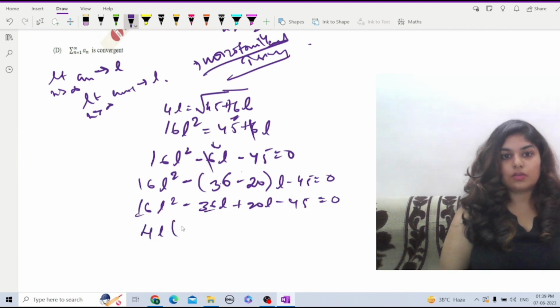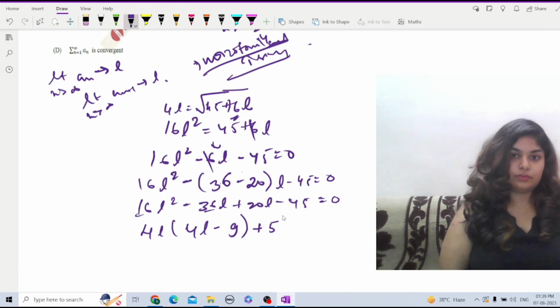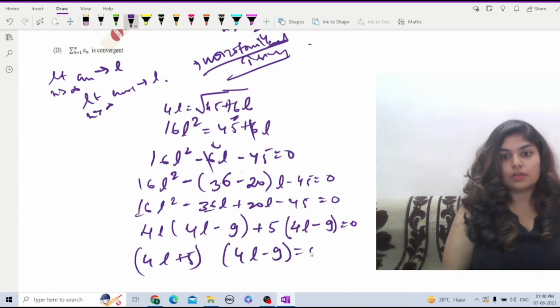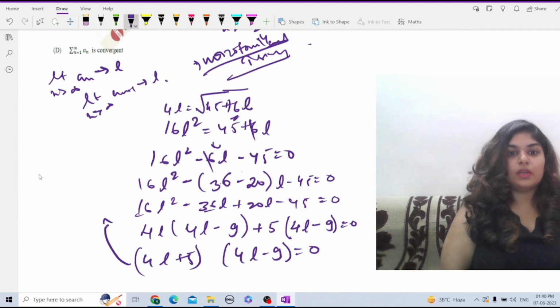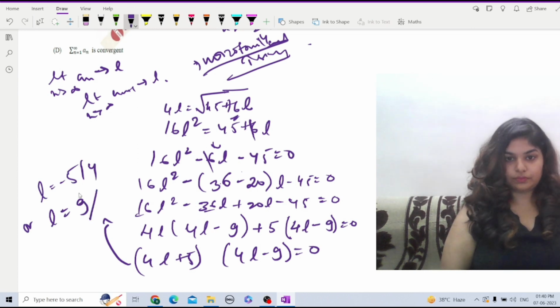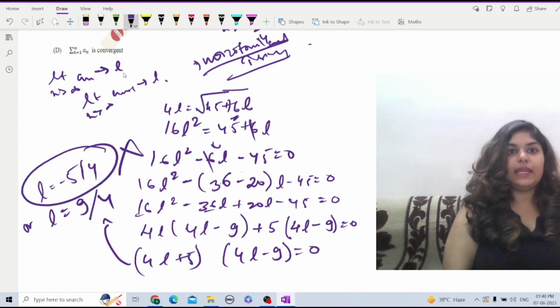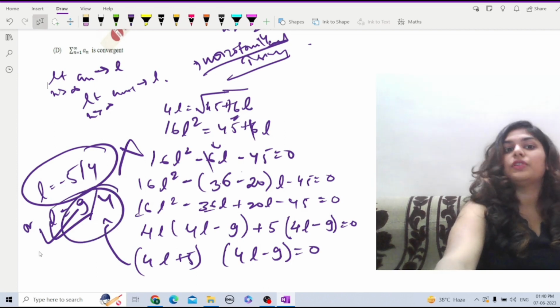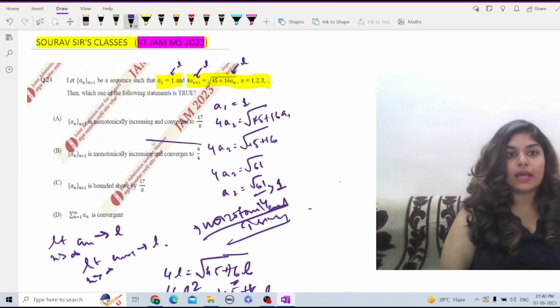Now if we take 4L as common, we get 4L minus 9, plus, again if we take 5 common here, we get 4L minus 9. So 4L plus 5 and 4L minus 9 is equal to 0. So from here we have L is equal to minus 5 by 4 or L is equal to 9 by 4. Now L cannot be negative, so the value of L is 9 by 4. That means it is a monotonically increasing function and converges to 9 by 4, and the answer is B.